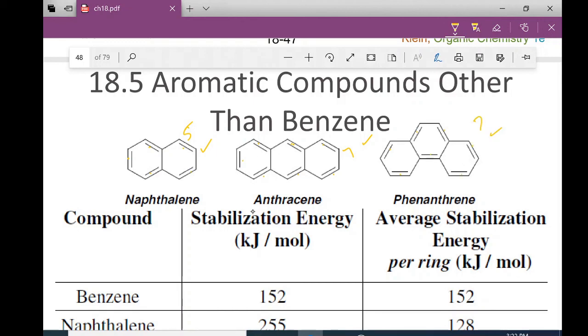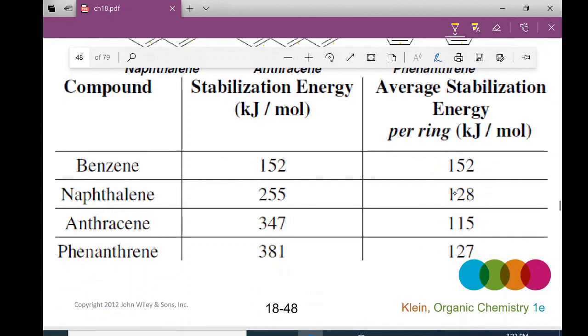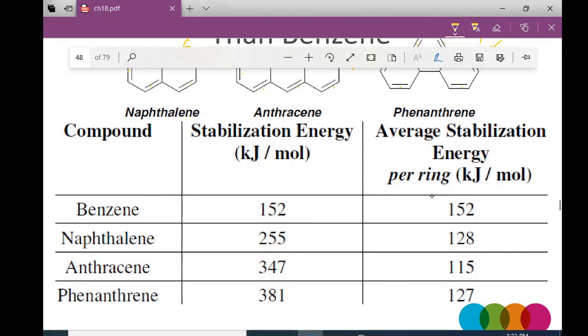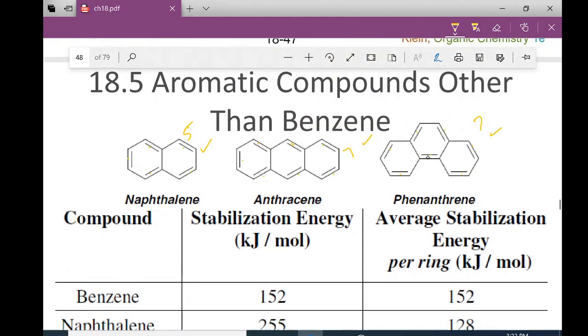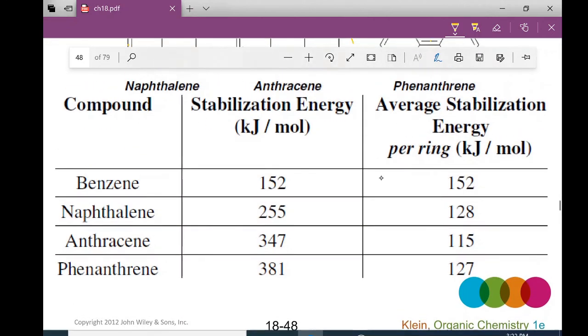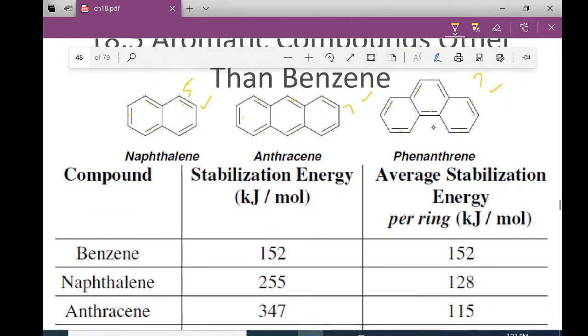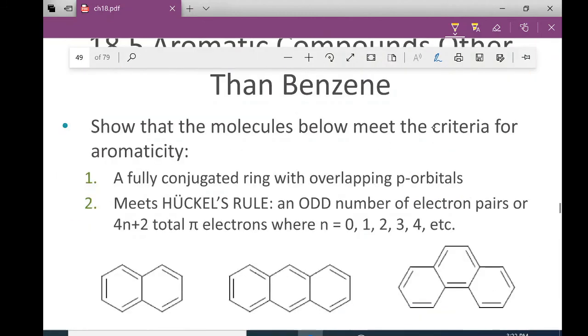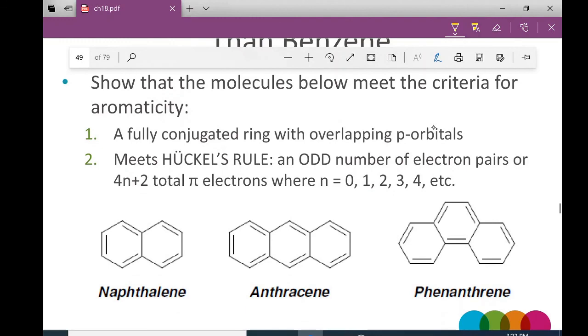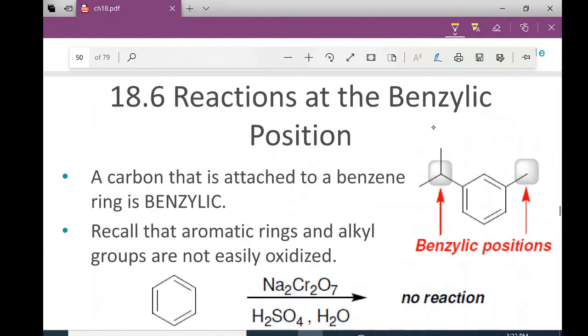So all of these molecules can be aromatic, but they have a little bit lower stabilization energy per ring, okay? Just because the fused ring system is somewhat less stable. So they're not as stable as benzene per ring, but they are still aromatic and they still have aromatic stabilization energy. Okay, so we already talked about that.